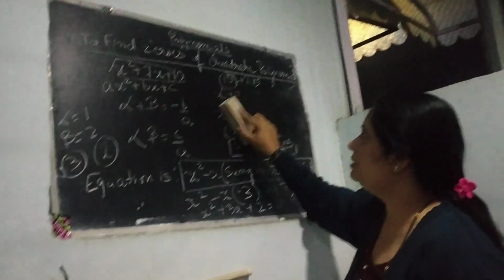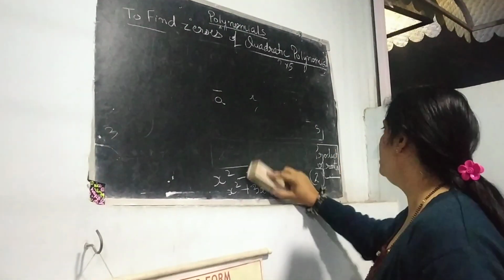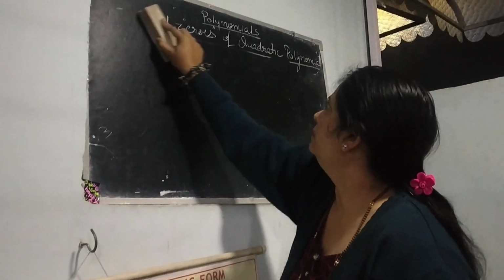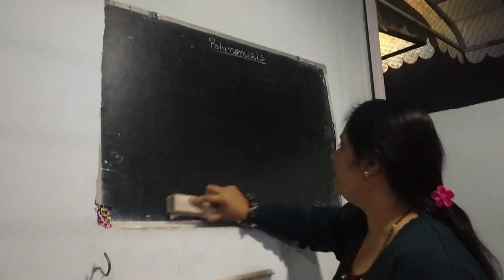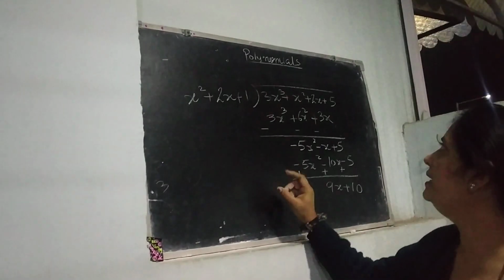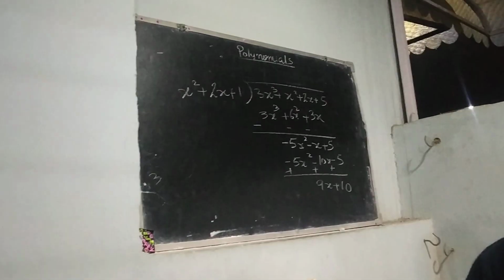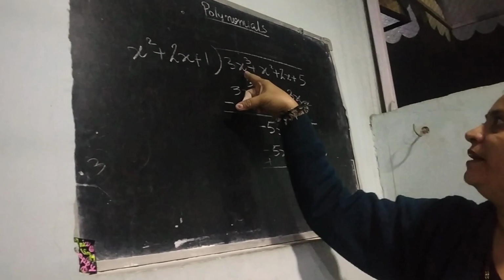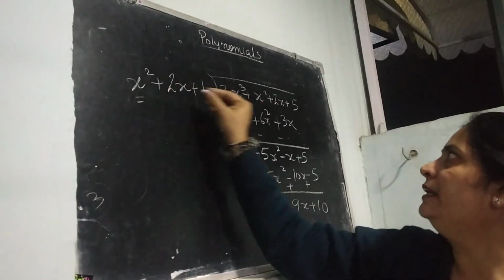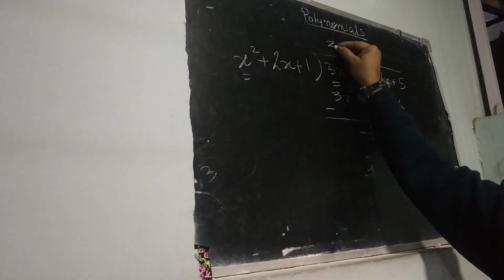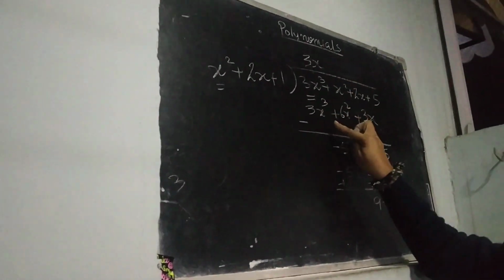Okay? Now coming to the last topic of this particular chapter, which is how to divide the polynomial. How to divide the given polynomial with a given polynomial. Suppose you are given this polynomial and you have to divide it. So x square into 3x cube, right? Just multiply it by 3x and you will get the solution.